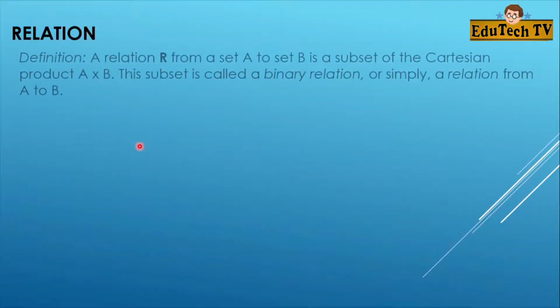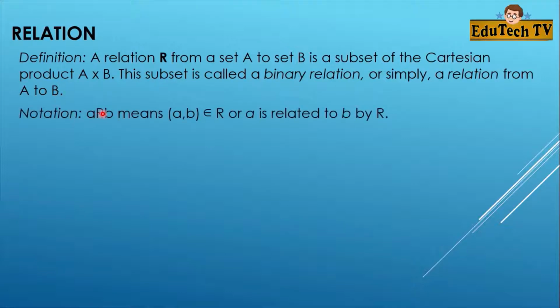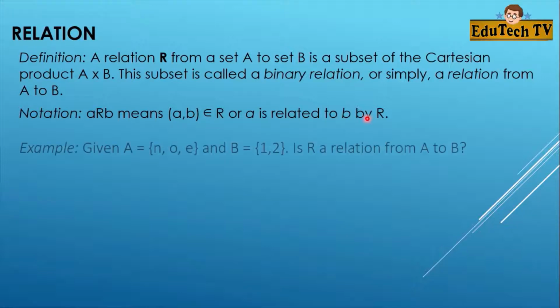Next, we'll have relation. By definition, a relation R from a set A to set B is a subset of the Cartesian product A and B. This subset is called a binary relation or simply a relation from A to B. Okay, by notation, we're going to use this notation, meaning (a, b) is an element of R, or a is related to b by R. Okay, let's have this example.